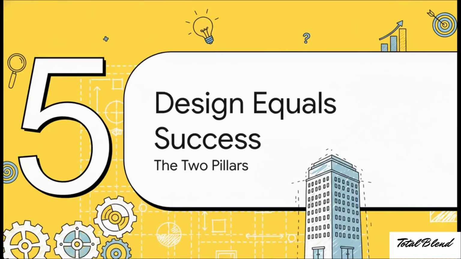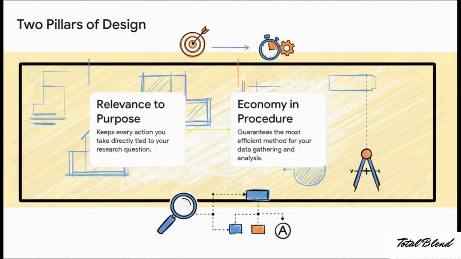So all of this leads us to a really simple but really powerful conclusion about what a research design actually does for the success or failure of a study. A really well-thought-out research design basically makes sure your project is standing on two super strong pillars. The first one is relevance to the purpose. That means everything you do is tied directly back to your main question. And the second is economy and procedure, which just means you're being as efficient as possible. If you get those two right, you're building a study that's not just effective, it's also smart.